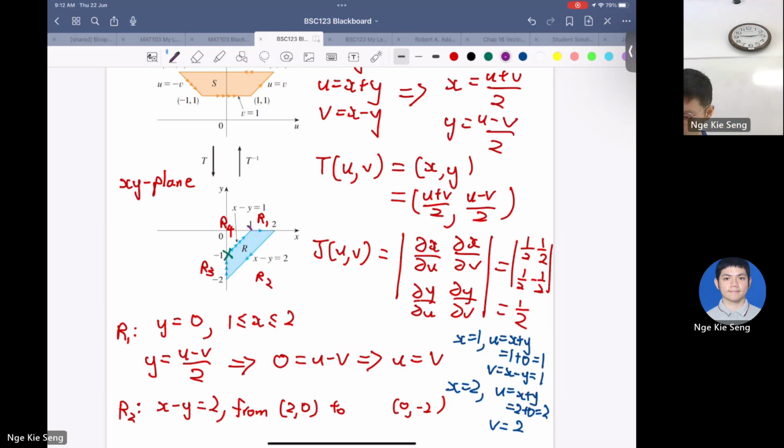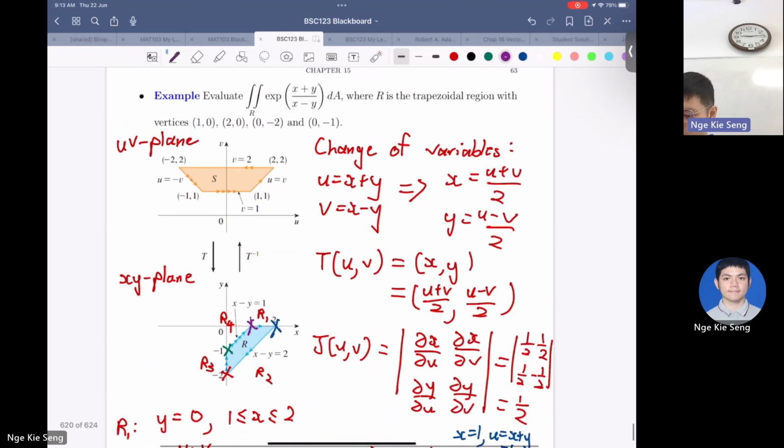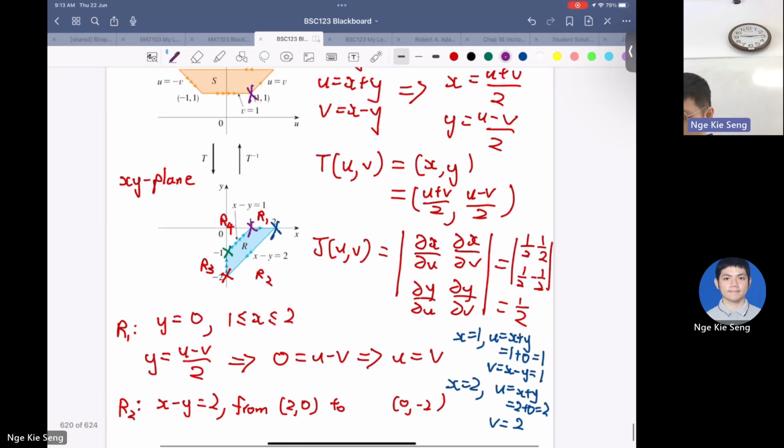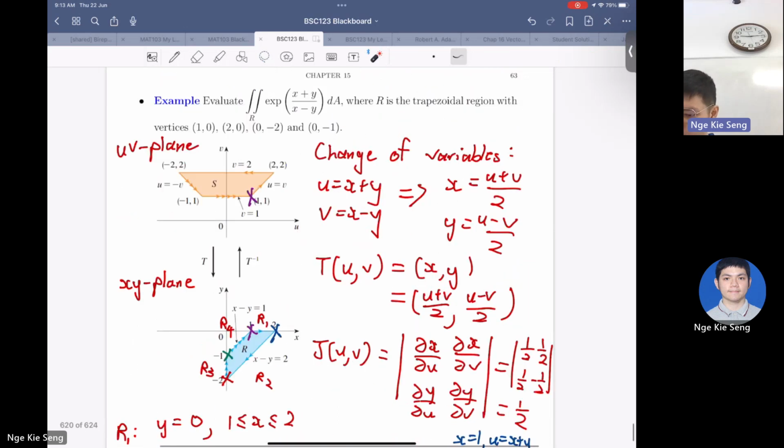This is green. This one, and another one, red. All right, so where is 1, 0? 1, 0 is the purple one. So the purple vertex 1, 0 gets sent to 1, 1. So here is 1, 1. How about 2, 0? 2, 0 is the blue one. The blue one gets sent to 2, 2. So 2, 2 is here. So we cut our line u equals to v from 1, 1 to 2, 2. Make sense?